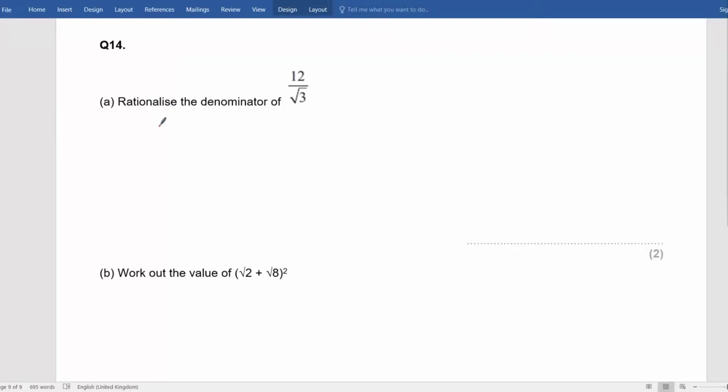Hi team, Mr. Vittoria. Okay, question 14. Last question on Unit 1 higher. Rationalize the denominator of this fraction.